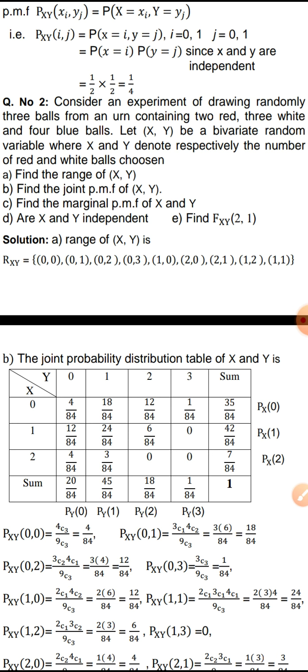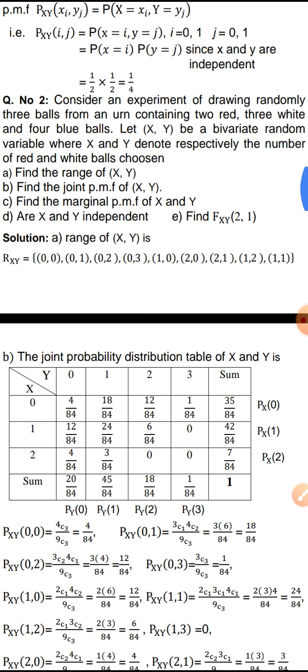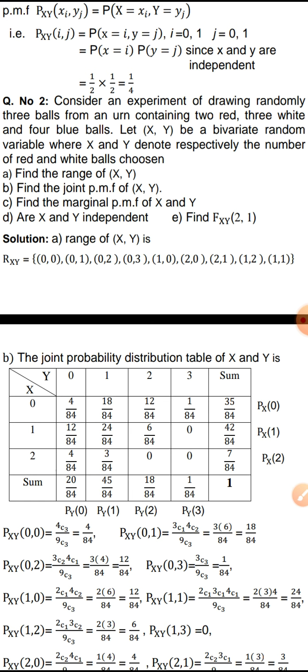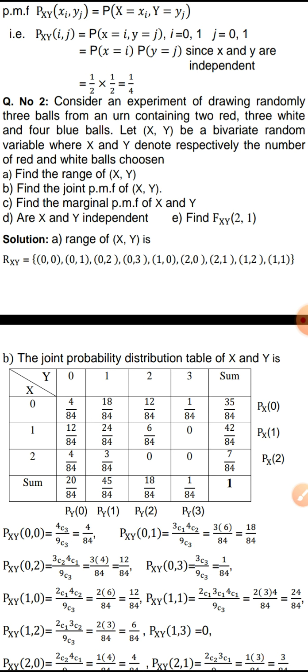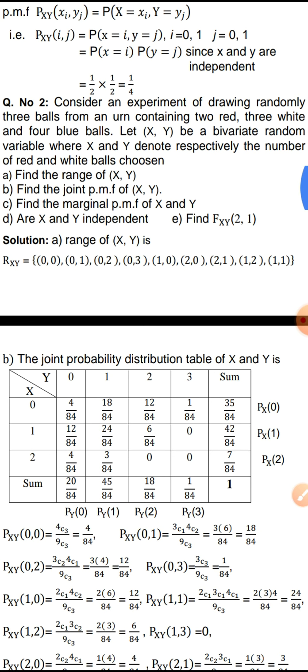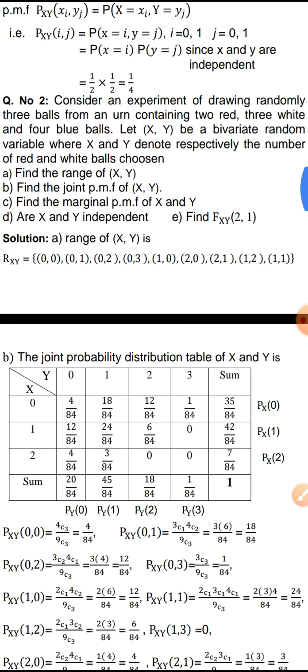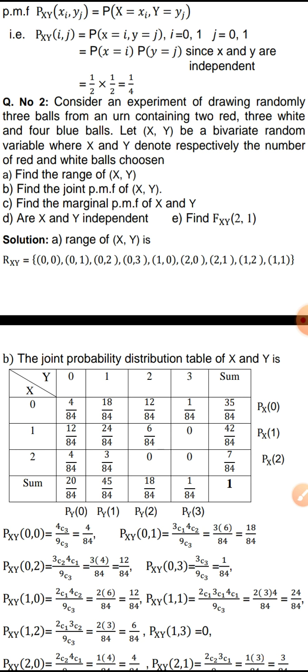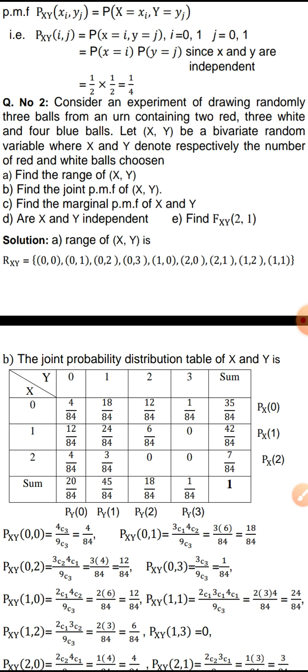Or x can be 0, number of red balls 0. Of the 3 balls chosen, 2 may be from the 3 white balls and 1 may be from the blue balls. So y is equal to 2, x 0. Or x is equal to 0, no red balls taken, and all the 3 balls may come from the 3 white balls. Y is equal to 3. So 0, 3.